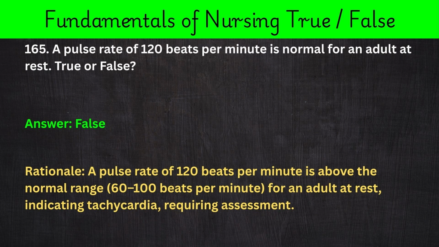165. A pulse rate of 120 beats per minute is normal for an adult at rest. True or false? Answer: false. Rationale: a pulse rate of 120 beats per minute is above the normal range, 60 to 100 beats per minute, for an adult at rest, indicating tachycardia, requiring assessment.